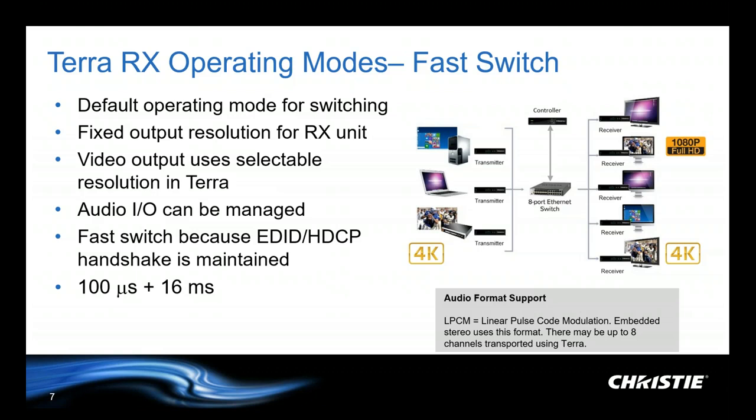There's only 16 milliseconds of delay in this mode, so you can still use this with KVM and so forth, because the latency is still low. Now the audio can be managed in this mode, and I'm going to talk about this a little bit later on, so you can manage and change the audio, what you want to do with it, in this mode. And the EDID and HDCP is maintained, and that permits the smooth and quicker switching in this mode. So we've got 3 different video modes which you can use in the matrix switching mode.